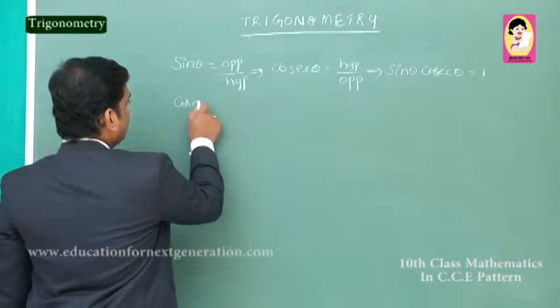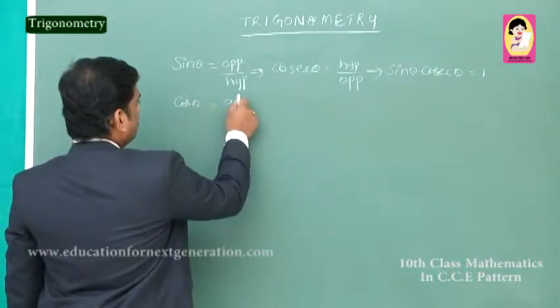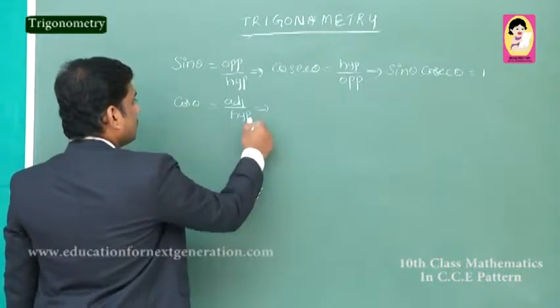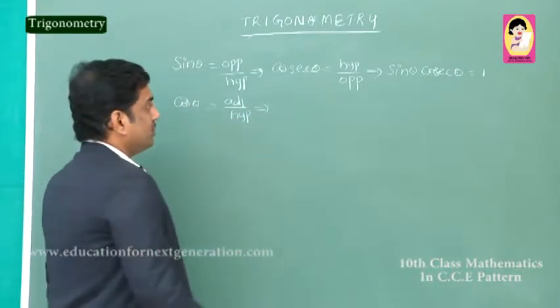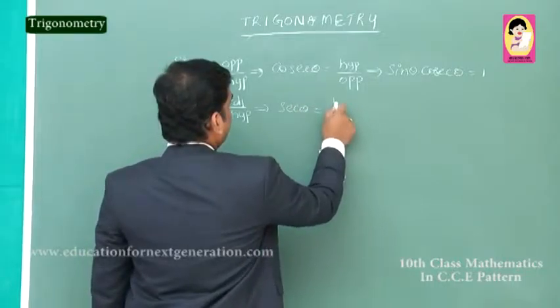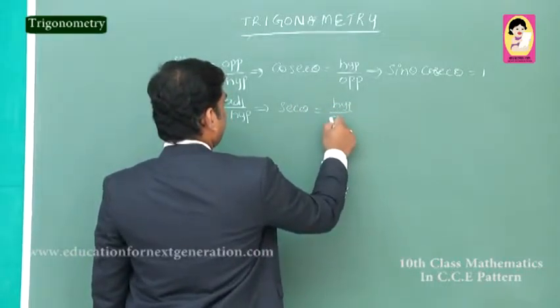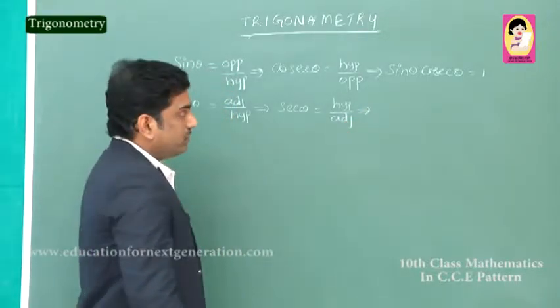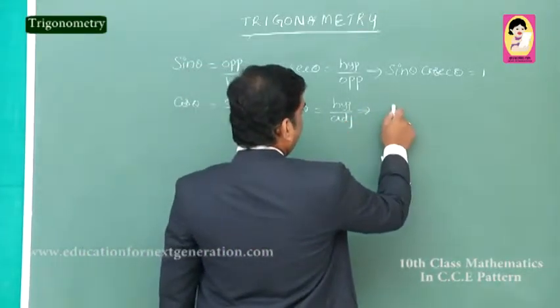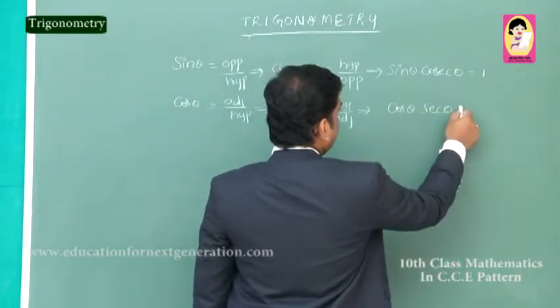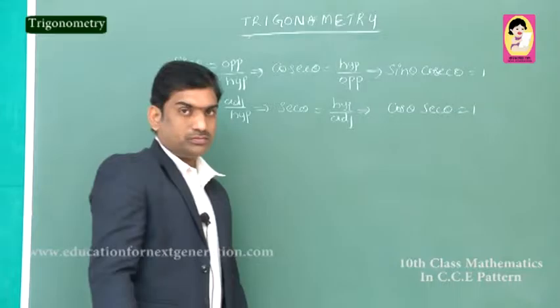And if we see the next one, cos theta is equal to adjacent by hypotenuse. Then secant theta is equal to hypotenuse by adjacent. From this we will get the relation cos theta into secant theta is equal to 1.